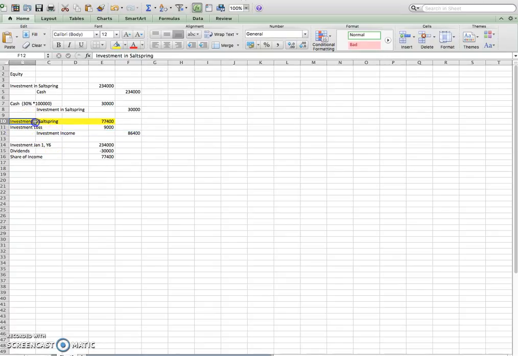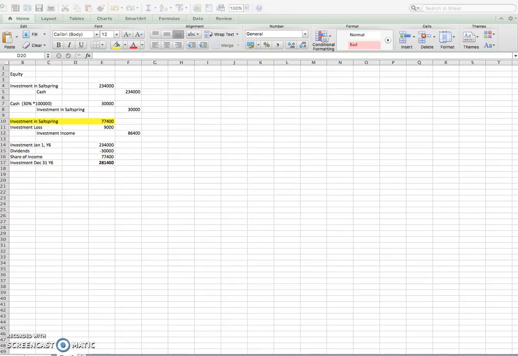We only want to have our investment in Salt Spring listed here to figure out our true, or final, balance of our investment account at the end of year 6. So let's go with our investment one more time. There we are. December 31, year 6, and now it's just going to be a sum of the above transactions. So we are going to be sitting at, I'm just going to bold it for you here, $281,400. So now it is time to move on to doing our income statement.